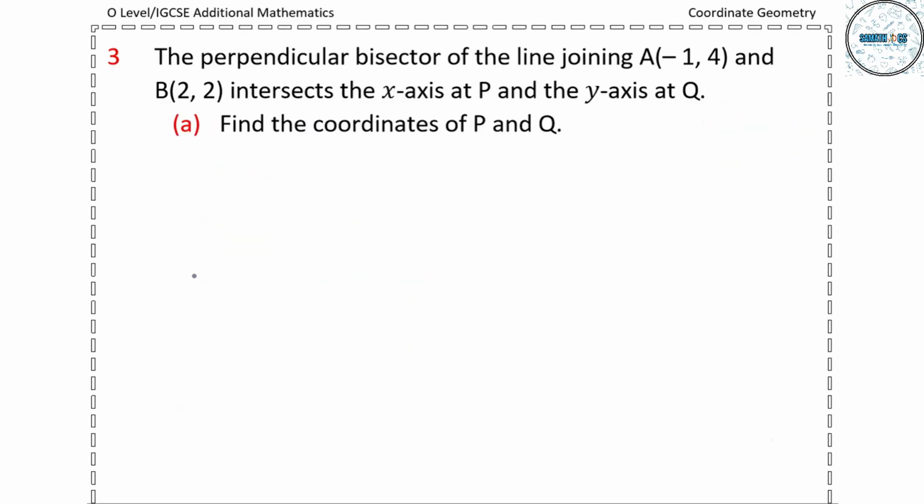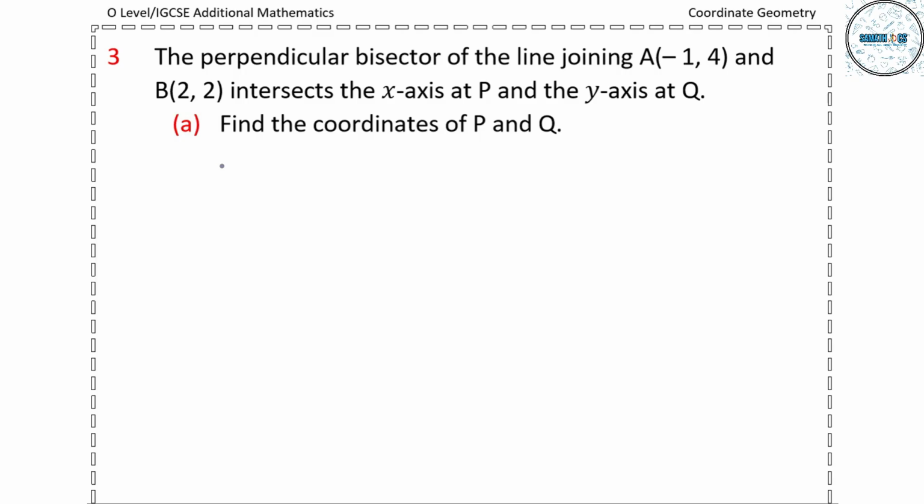Another question. The perpendicular bisector of the line joining A, that is minus 1, 4, and B, 2, 2, intersects the x-axis at P and the y-axis at Q. Find the coordinates of P and Q. P and Q are the points where the perpendicular bisector of the line joining A and B intersects the x-axis and y-axis. To find out the points P and Q, we have to find the equation of perpendicular bisector of the line joining A and B.